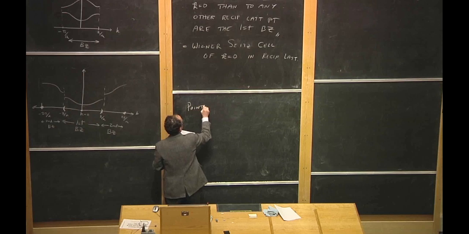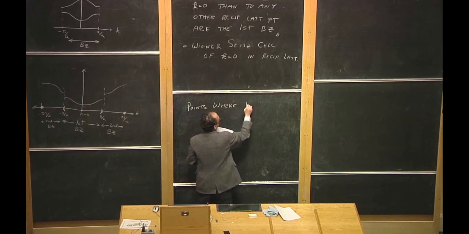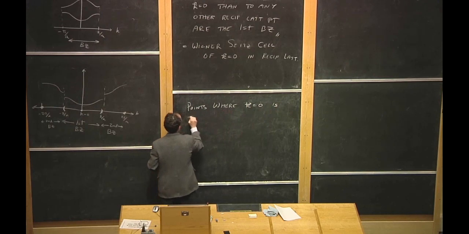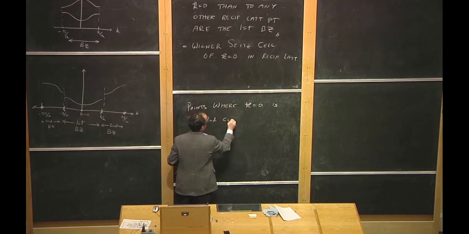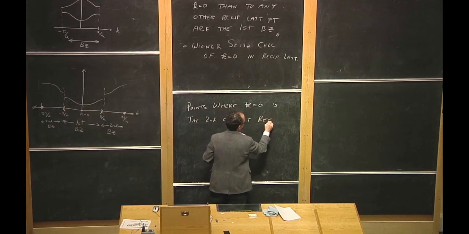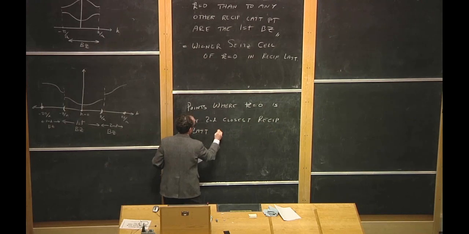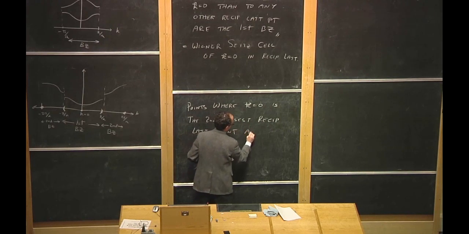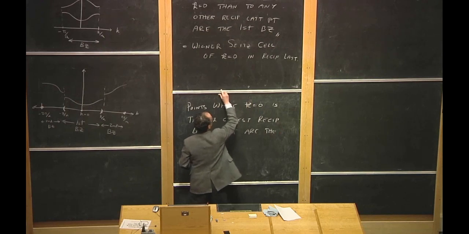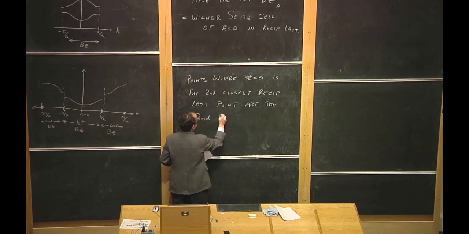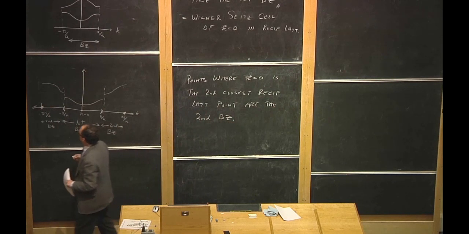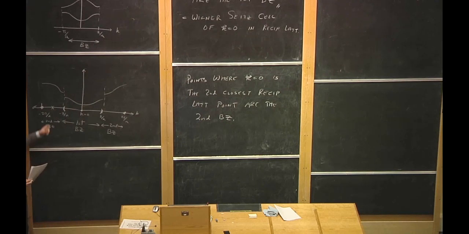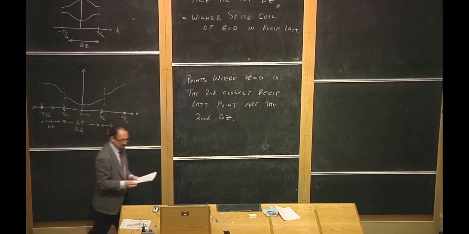Points where k equals 0 is the second closest reciprocal lattice point are the second Brillouin zone, second BZ. So for example, if we pick a point here, call this point x, the first closest reciprocal lattice point to this point x is here. The second closest reciprocal lattice point to the point x is k equals 0. Therefore, this point x is in the second Brillouin zone. Good? OK, that's the definition.